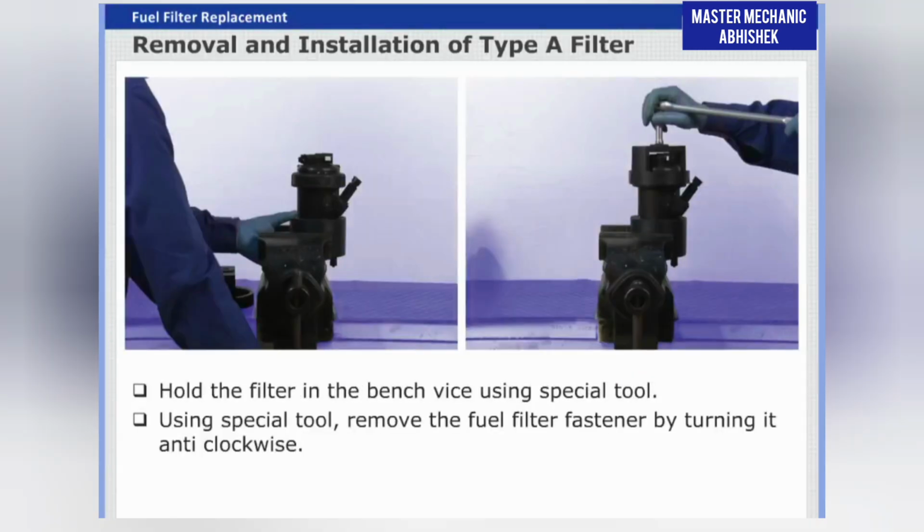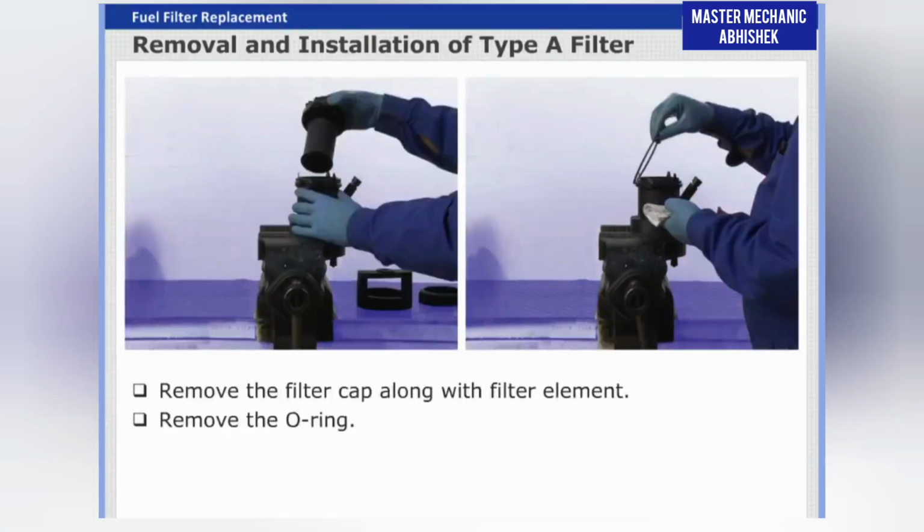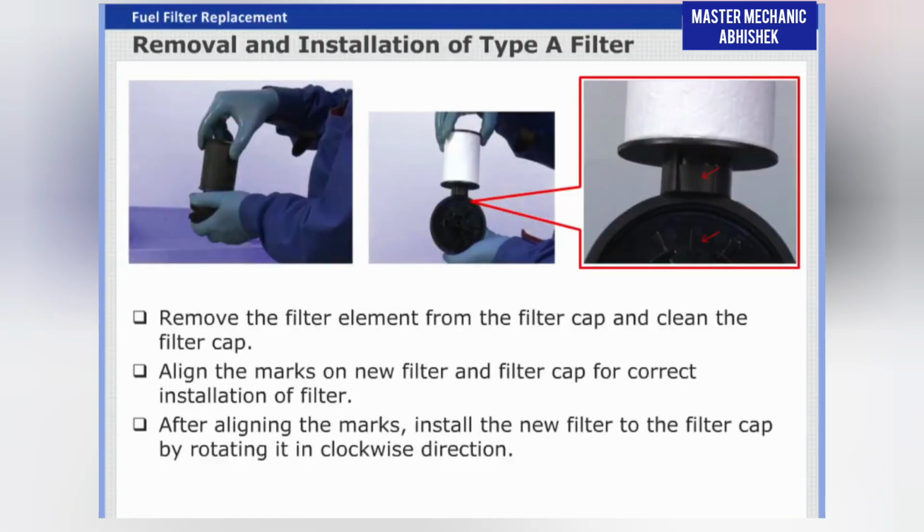Hold the filter in the bench vise using special tool. Using special tool, remove the fuel filter fastener by turning it anti-clockwise. Remove the filter cap along with filter element. Remove the O-ring. Remove the filter element from the filter cap and clean the filter cap.